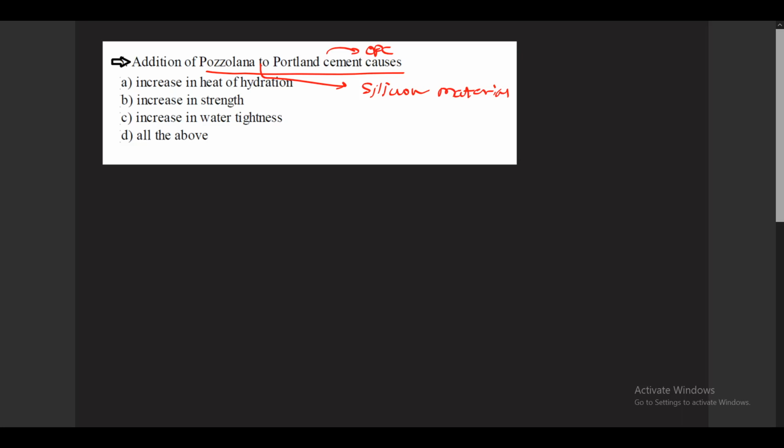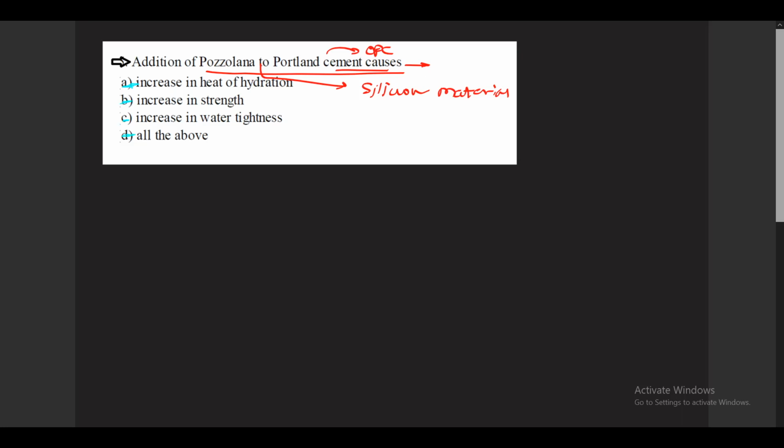So the question is: addition of pozzolana to Portland cement causes. They are asking what the effect is when we add pozzolana to Portland cement. Let's read the options one by one. The first option is increase in heat of hydration. The second option is increase in strength. The third option is increase in water tightness, and the fourth option is all of the above.